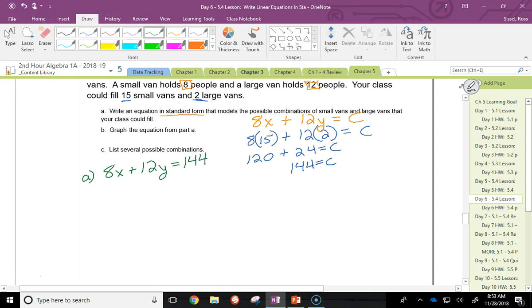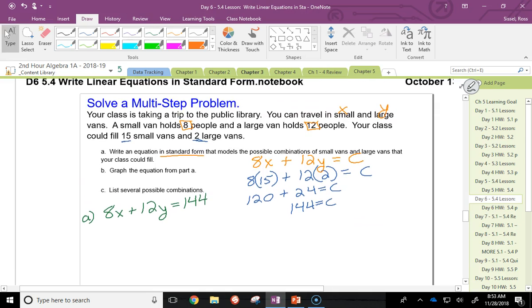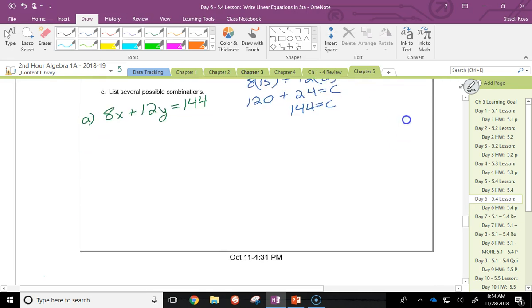Oh, I have a question. What happens if you turn 12 to x and 8 to y? Will it change it? Your equation will be written differently, but then you're going to have to realize when you get your answer that your coordinates are all switched. Like when we graph this, y is the small vans and x is the large vans. So it would be kind of messed up. So we put them in order how they are.